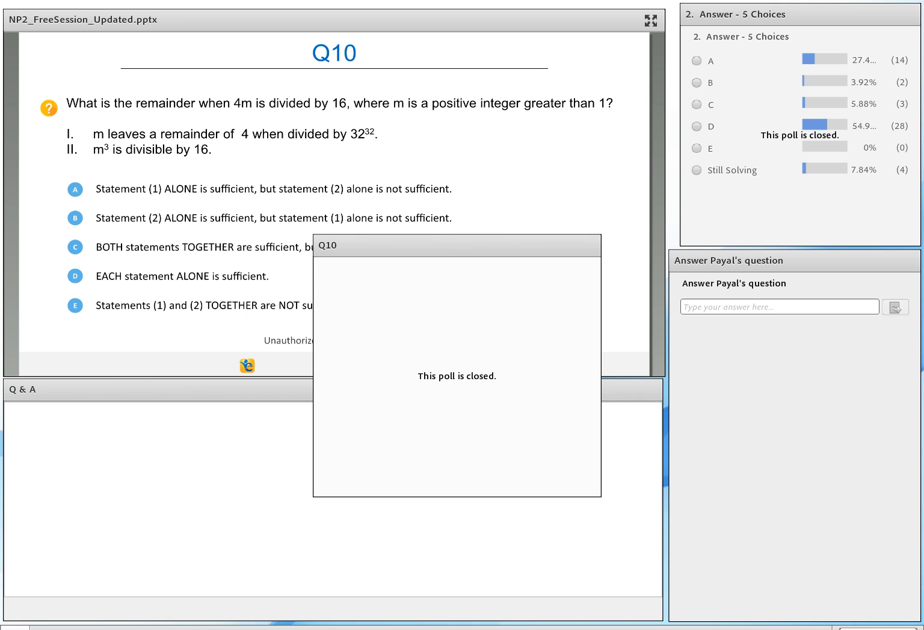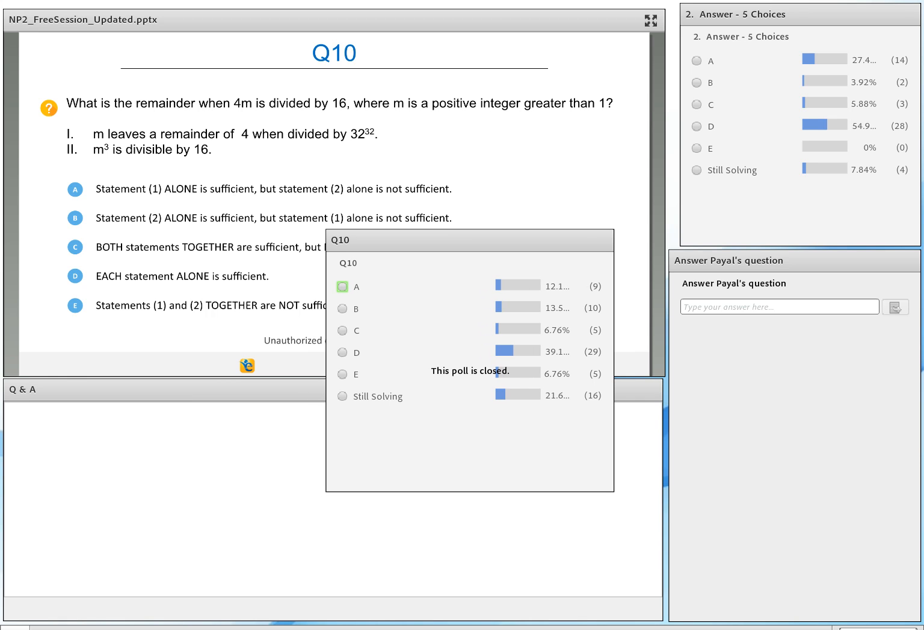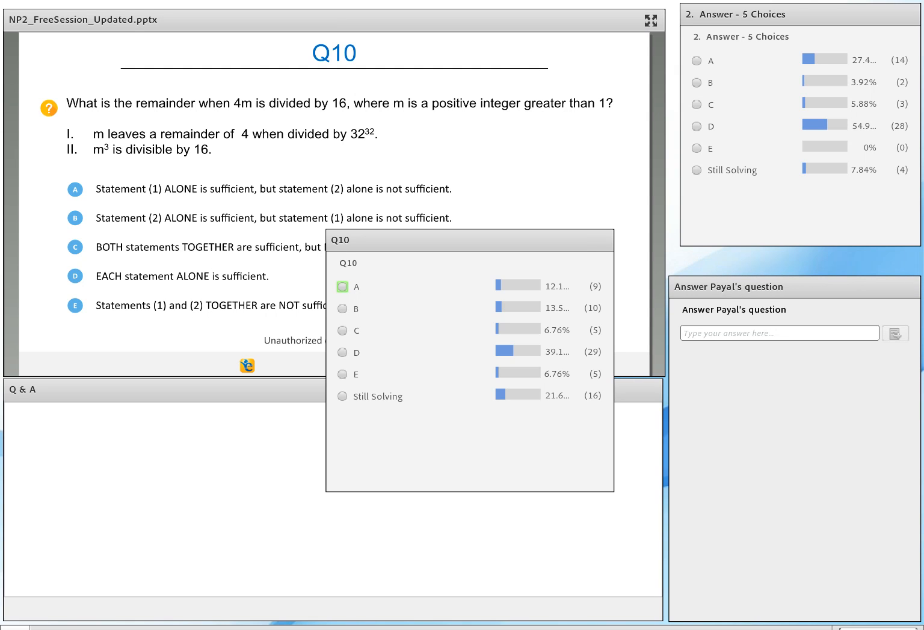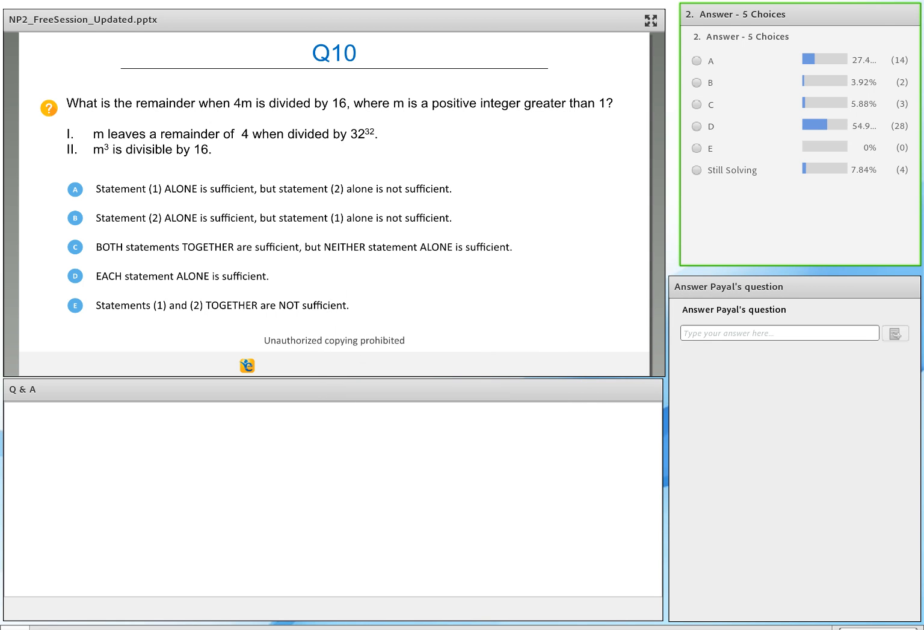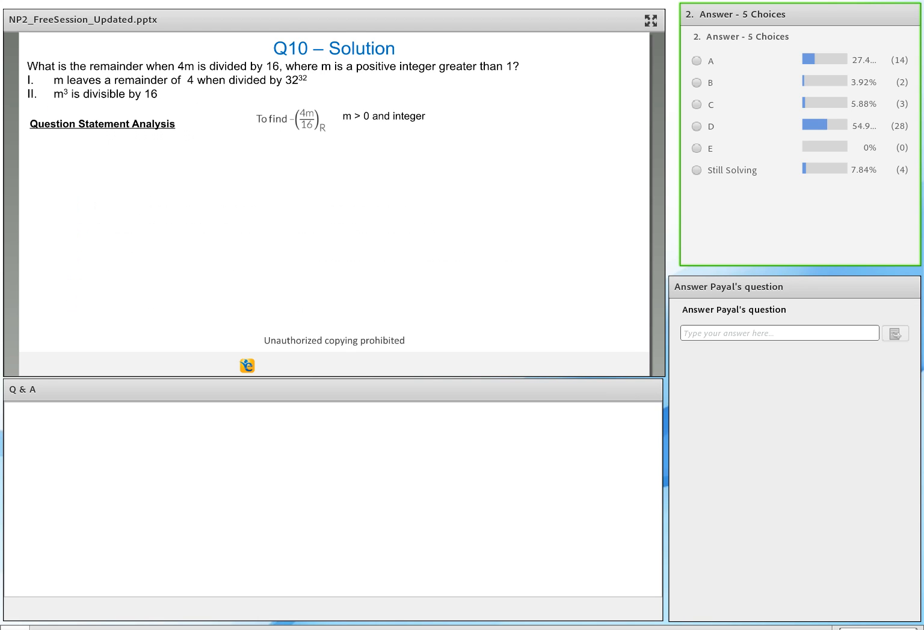So here are the results. So here's the before and after. More students are leaning towards choice D now. Earlier there was love for choice B as well, but that love has reduced. Love for just choice A has also gone down, so that is good. All right, so let me go through the solution here and then we'll talk about what made the difference in this question.